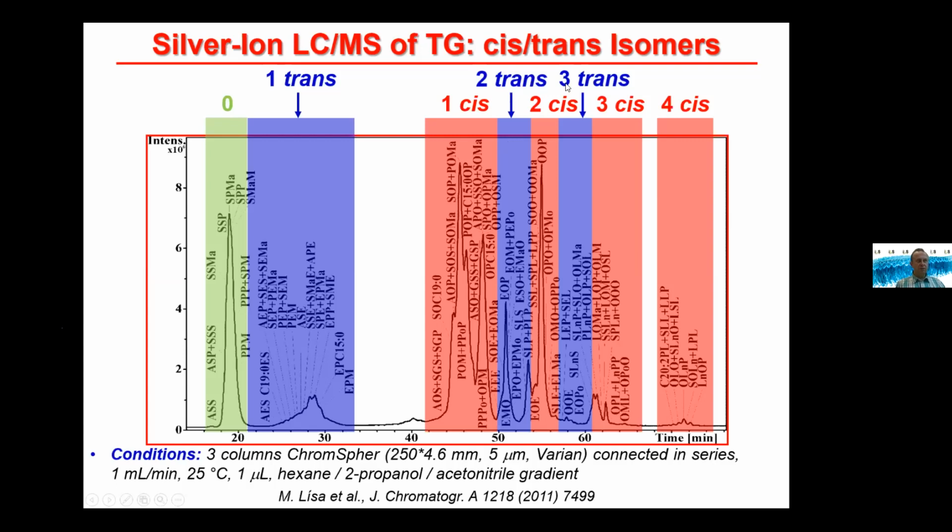And you see the same if you have 2 or 3 double bonds. Then again, for one trans, the retention times are significantly lower and could be easily differentiated.